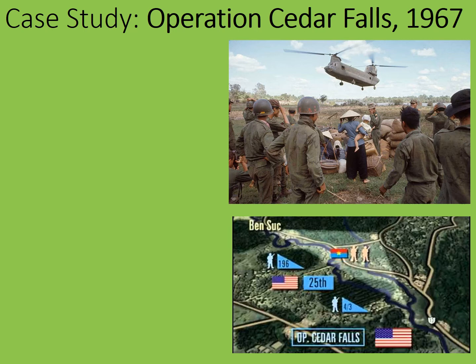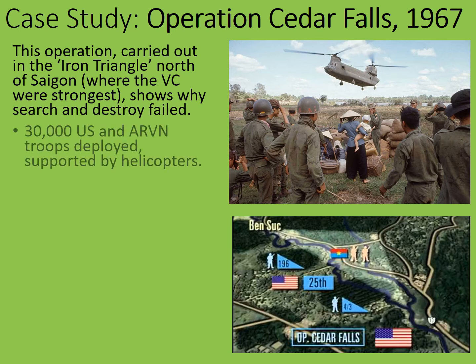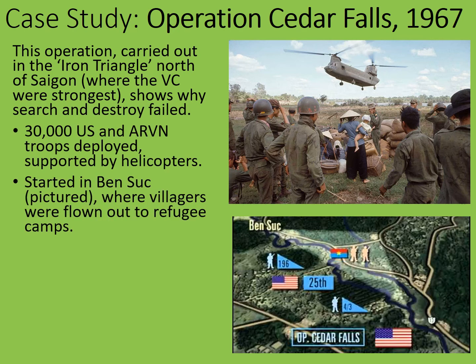This operation, carried out in the Iron Triangle north of Saigon, where the Viet Cong were at their strongest, shows why search and destroy failed. 30,000 US and ARVN troops were deployed, supported by helicopters. The operation started in Ben Suc, pictured in the map, where villagers were flown out to refugee camps. In the picture on the top right, we can see an American Chinook heavy-lift helicopter preparing to lift out villagers and some of their meagre belongings.